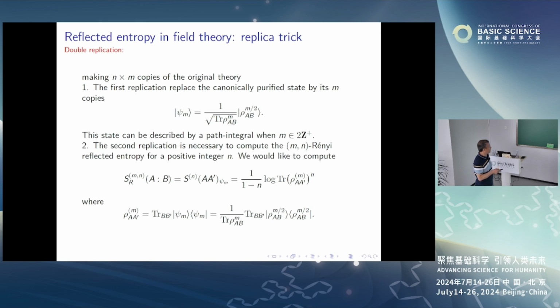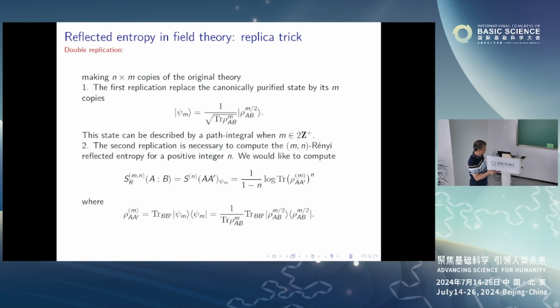The second replication is to compute the Renyi entropy. Since we have a double replication, it's not the nth Renyi entropy, so we call it the (m,n) Renyi entropy for positive integers, and we try to compute this quantity. The next step is to trace over the degrees of freedom in B and B prime. From this state psi_m, we define rho_AB^(m). Then we trace over B and B prime, and we get a reduced density matrix on A and A prime.